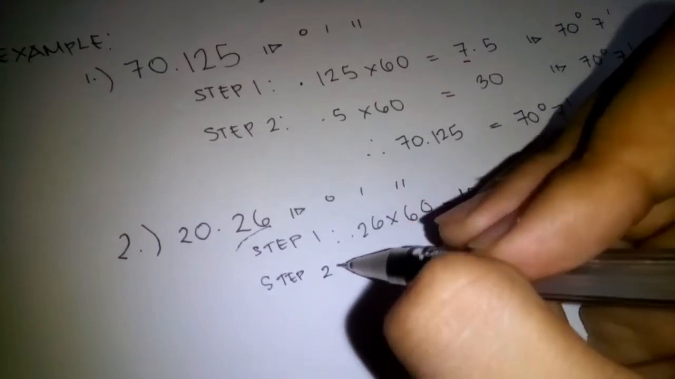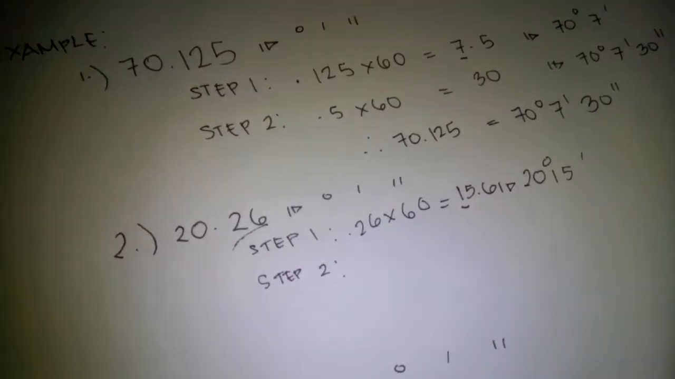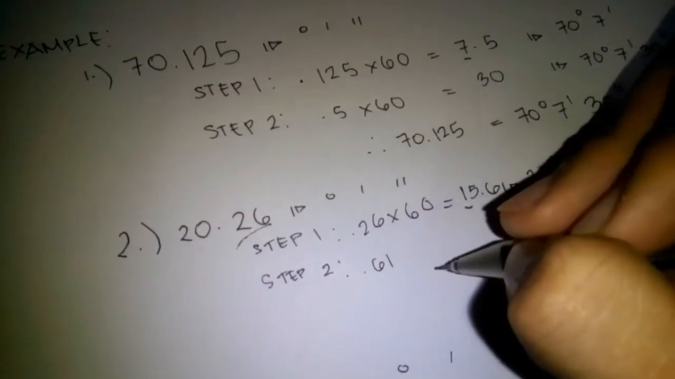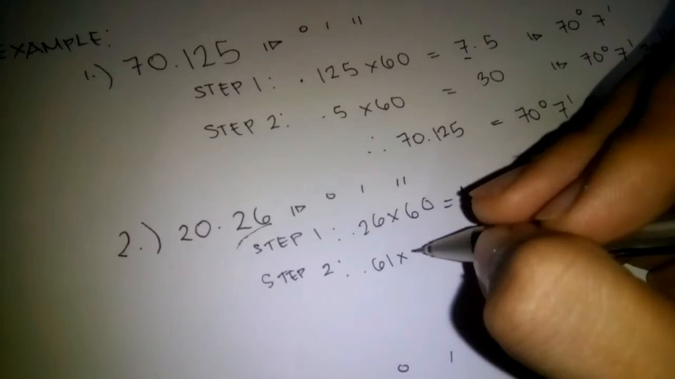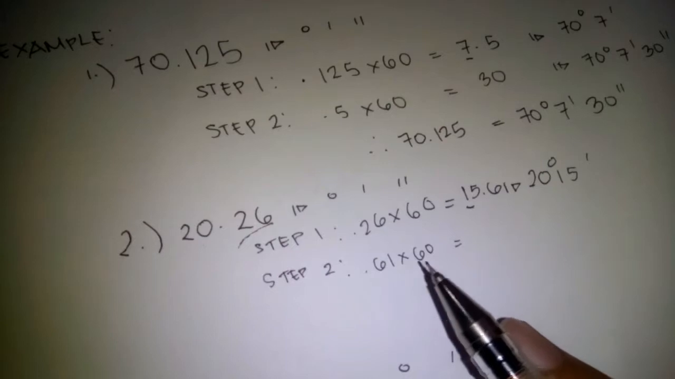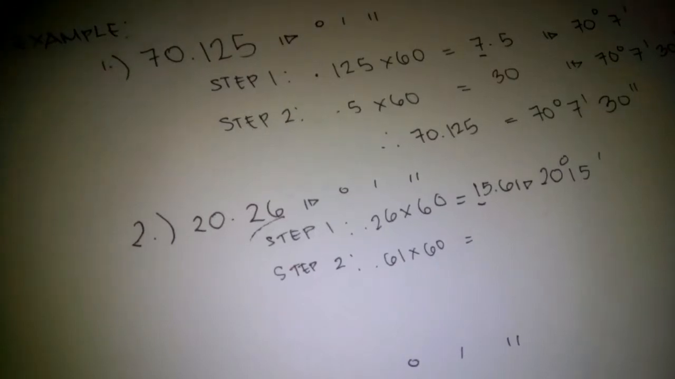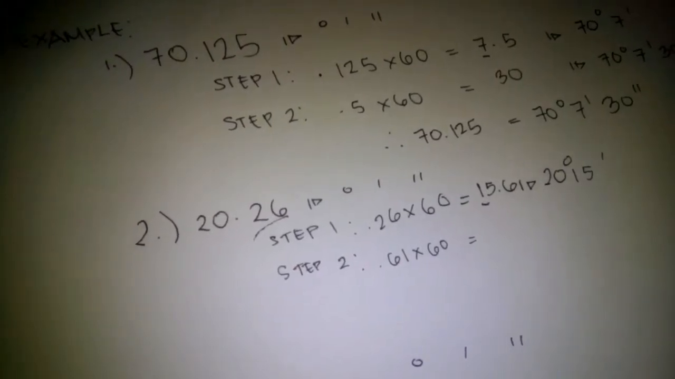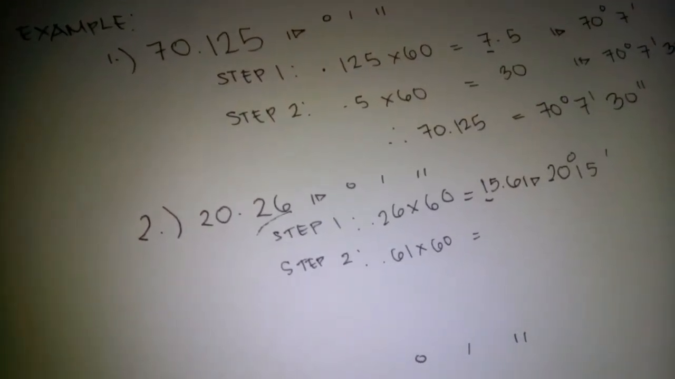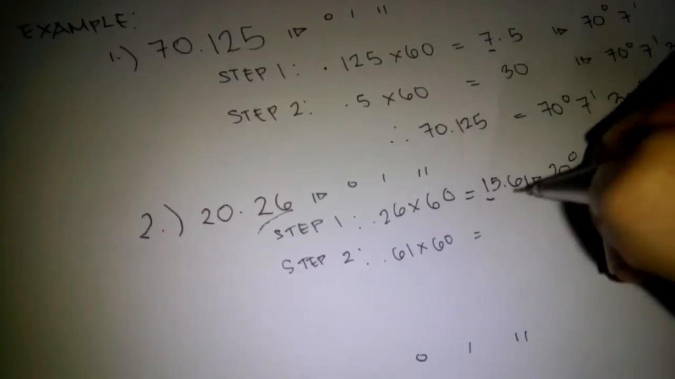Step 2. We copy the decimal part here. So it's 61 hundredths. You need to multiply it again by 60 to attain seconds. 61 hundredths multiplied by 60 will be, the calculator again will do the math, 36 and 6 tenths.